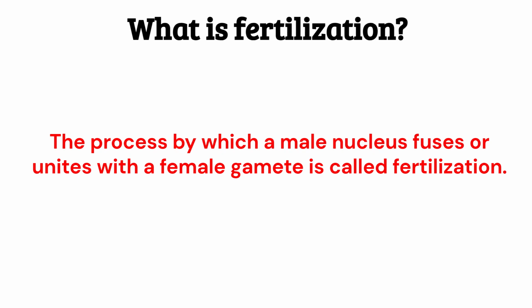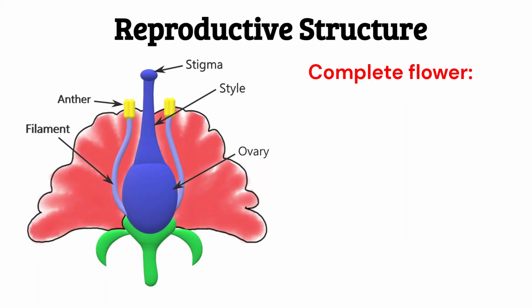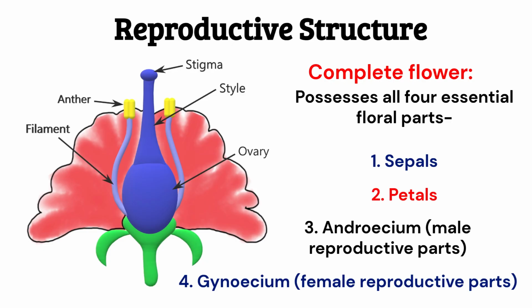The process by which a male nucleus fuses or unites with a female gamete is called fertilization. You have read before that most flowers contain both male and female structures. Let us revise this again. It is a complete flower, containing both male and female reproductive structures.